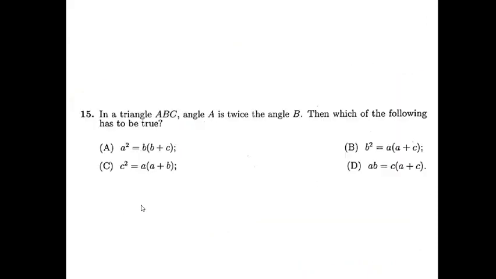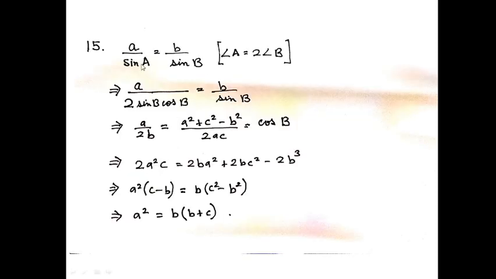Okay, next question. In a triangle ABC, angle A is twice the angle B, then which of the following has to be true? Let's see. a by sin A equals b by sin B, the sine rule. It is given that angle A is 2 angle B. So I can write sin A as sin 2B, and sin 2B is 2 sin B cos B equals b by sin B. Now sin B cancels out. So a by 2b equals cos B.